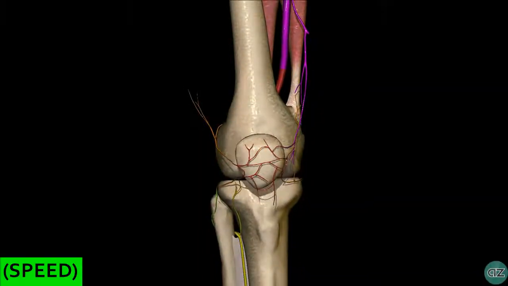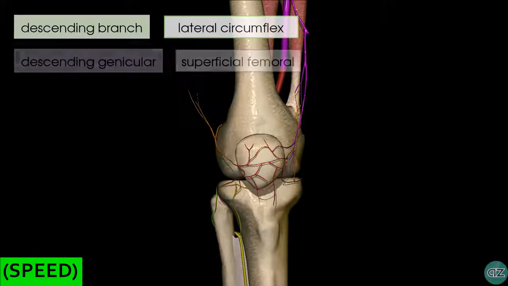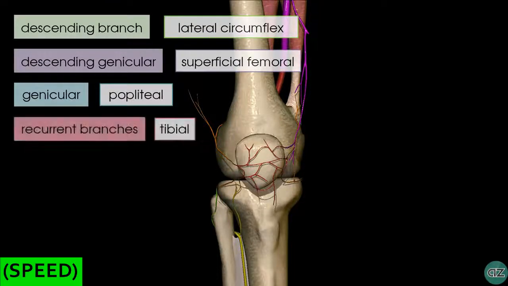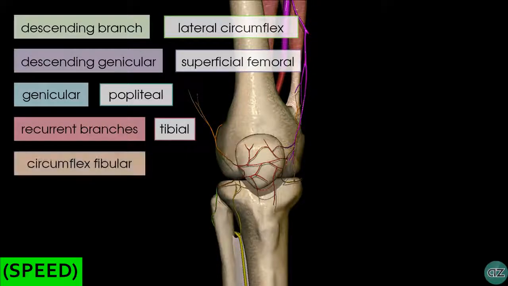The arteries which supply the knee are derived from branches of the femoral and popliteal arteries. You've got the descending branch of the lateral circumflex artery, the descending genicular branch of the superficial femoral artery, you've got genicular arteries derived from the popliteal artery, recurrent branches from the tibial arteries, and you've also got the circumflex fibular branch. These arteries all contribute to this rich anastomotic network around the knee.